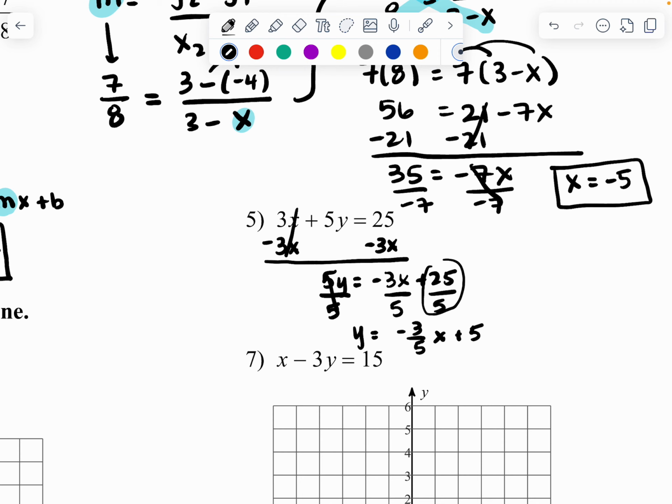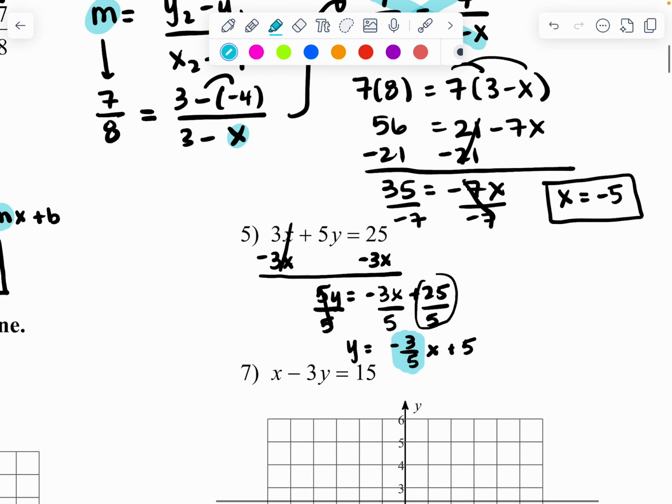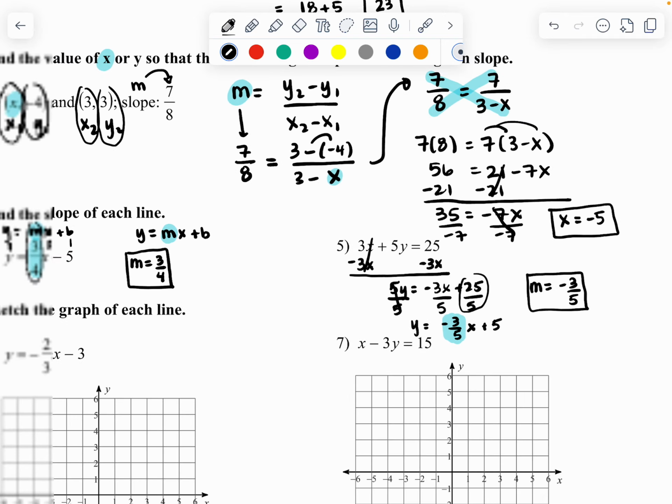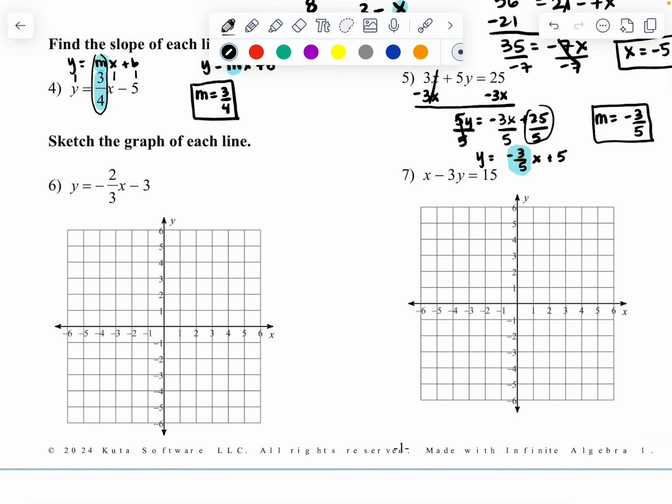So again, now that I'm in y equals mx plus b form, the slope is just the number in front of the x. So you can say the slope is negative 3/5. All right. So pretty much, you guys, the first 5 problems have to do with just slope. How do you find it from a graph? How do you find it from 2 points? How do you find it if it's an equation? Okay. All right, now 6 and 7, actually sketching these lines.